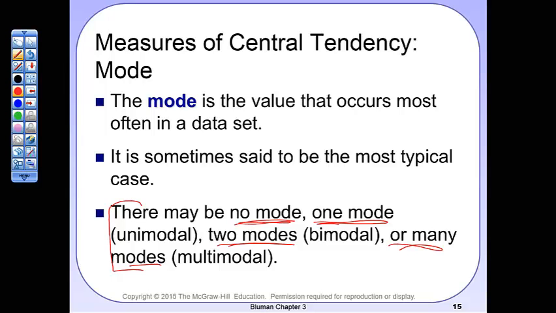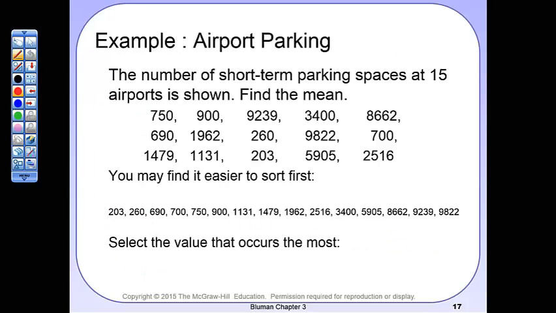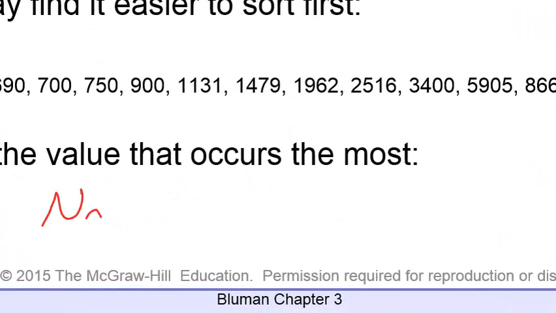And you can have more than one mode. We just list them all the same. So let's look at the airport parking lot. Again, most of the time it's easier if we sort them out first. That way we can see if there's any that are repeating. And if we go through here and look, we see that no, there's no data value that repeats. So this one has no mode.